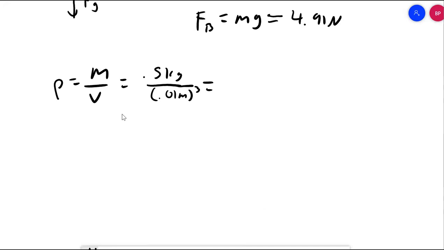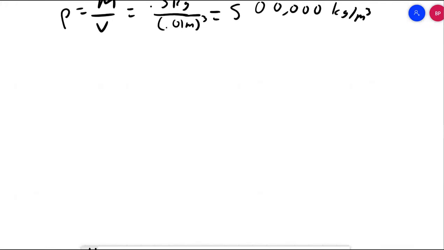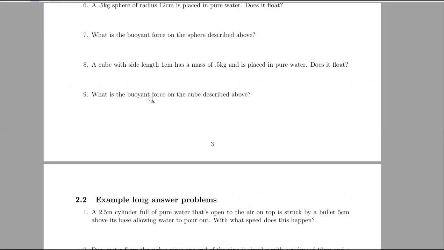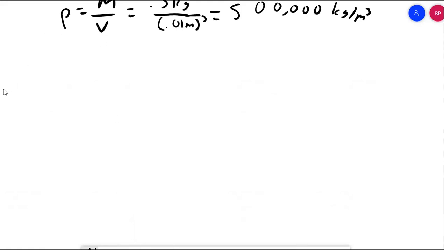If you plug this in, you get 500,000 kilograms per meter cubed. This is clearly bigger than 1,000, our density of water, which means that this thing does not float, it sinks. Our next question says, what is the buoyant force on the cube? So the cube is placed in the water and it's sinking, because its density is larger.